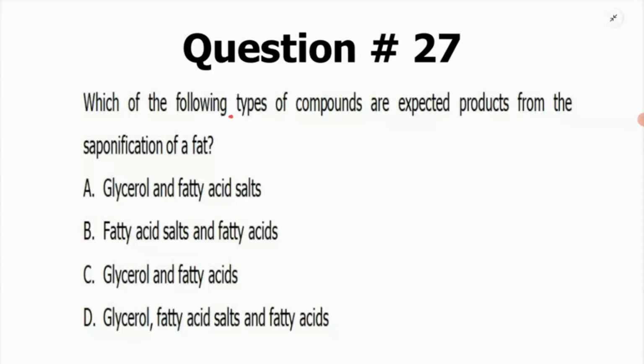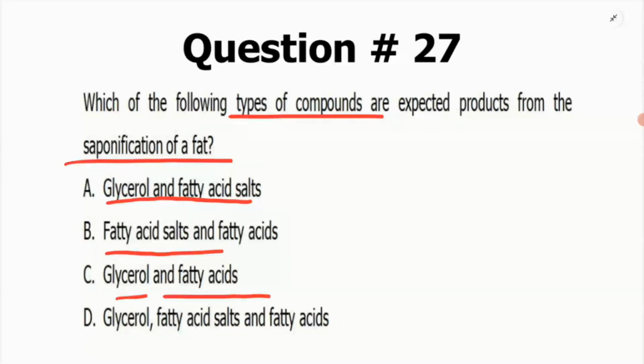Which of the following types of compounds are expected products from the saponification of a fat? Is it glycerol and fatty acid salts, fatty acid salts and fatty acids, glycerol and fatty acids, glycerol, fatty acid salts, and fatty acids? That's all I have.